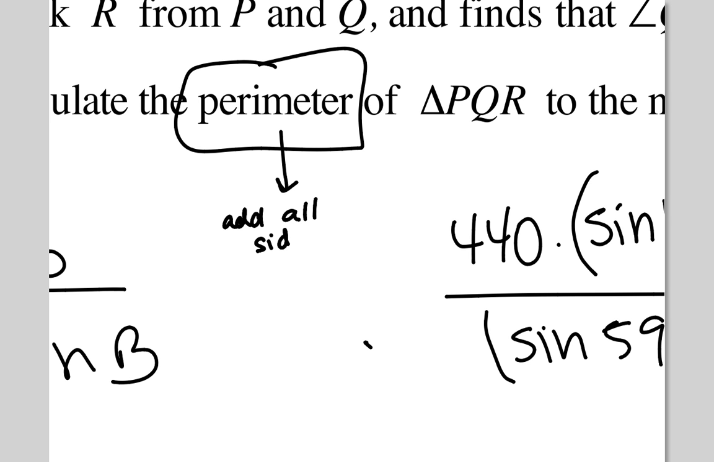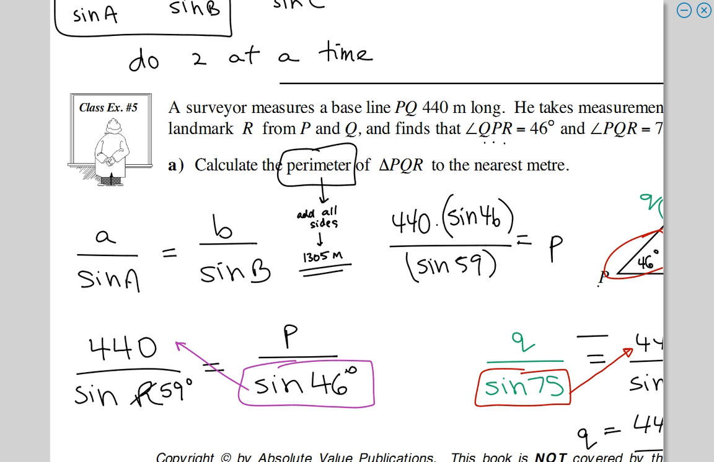Add all sides, and you get 1305. A couple people confirming that. Answer key confirms it. Any questions so far? Can I zoom out? Sure.